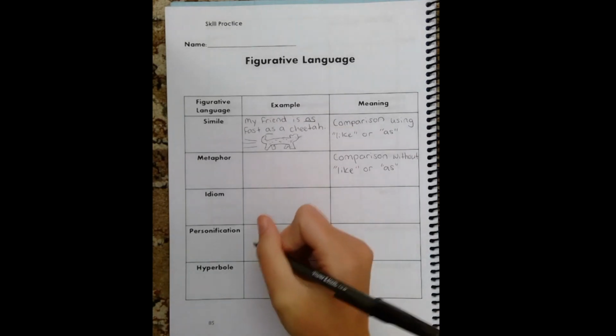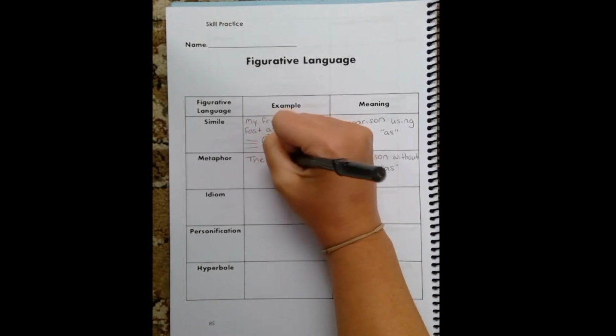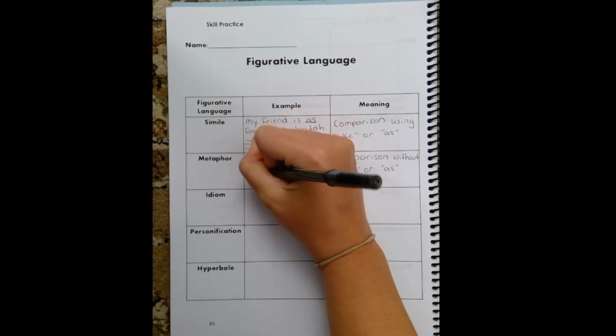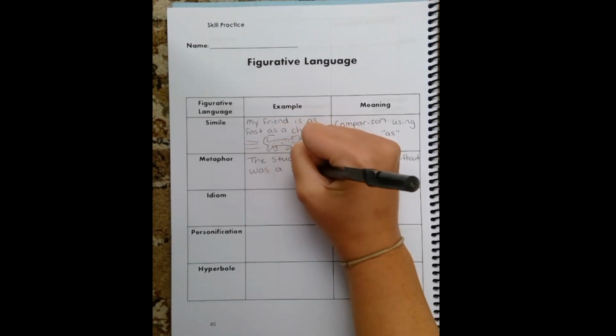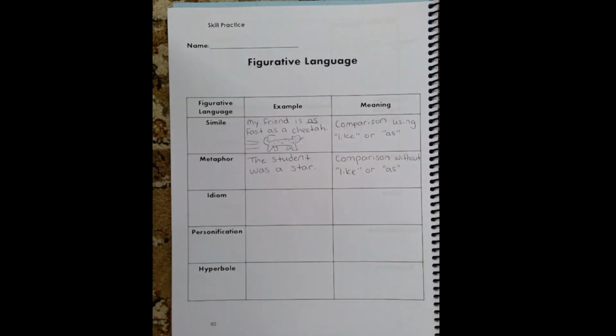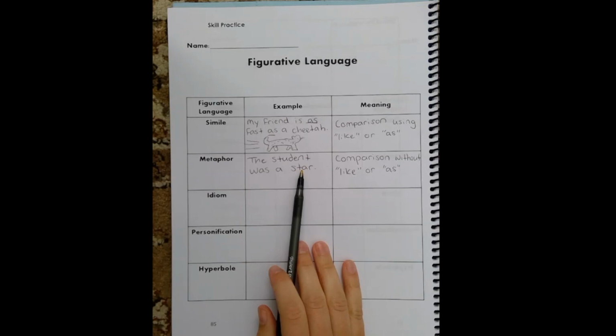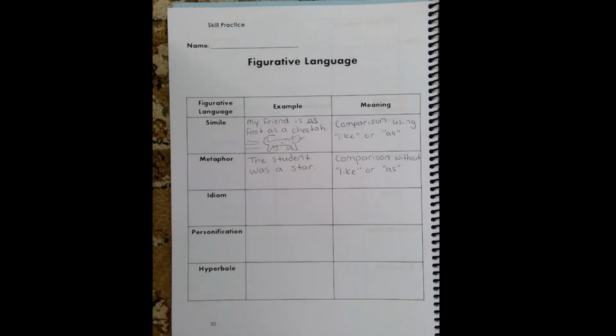So the example I often think of is the student was a star. And again, this is figurative language because I'm not saying that student is actually a star. That just means she's smart or he's smart. And so I'm comparing the student to a star, and this time I didn't put like or as. I could say the student was as bright as a star, and that would be a simile because it has the word as in it. But I didn't do that this time because I wanted to write a metaphor. And so that's the difference between a simile and a metaphor. The simile has like or as, metaphor does not have like or as. I'm going to draw a little star.